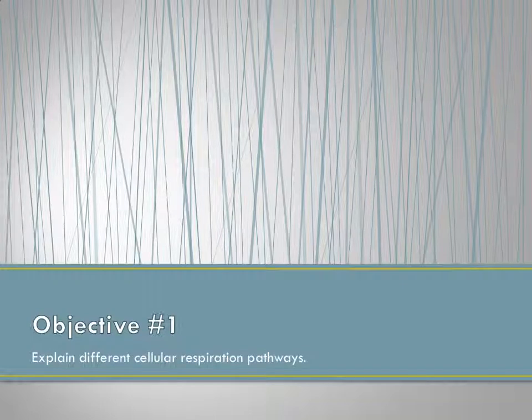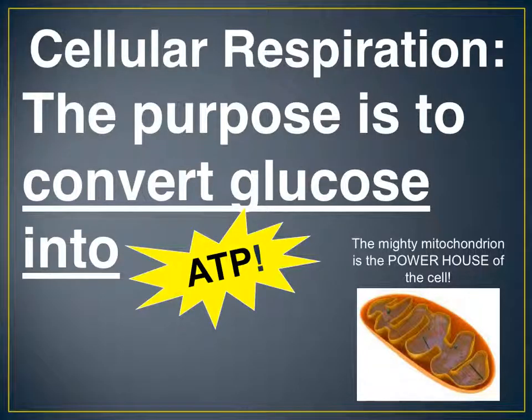Let's begin with objective number 1, which asks you to explain different cellular respiration pathways. First of all, the purpose of cellular respiration is to convert glucose into ATP. And if you remember, ATP is produced mostly in the mitochondria. This molecule stores energy used by the cell for life processes.